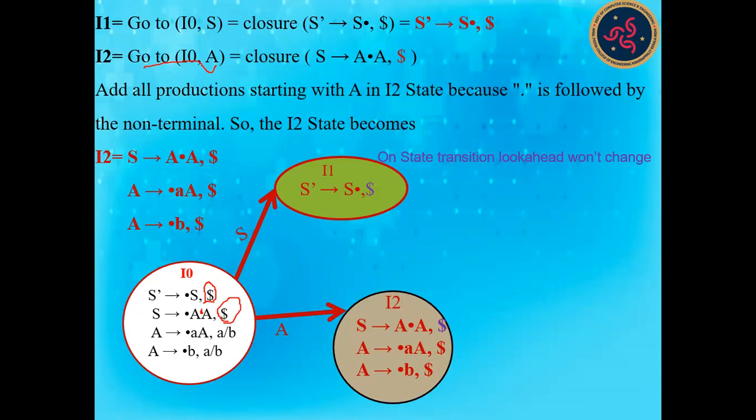production. Since this dot symbol is followed by a non-terminal capital A, I need to take all the A productions. So I'm again taking all the A productions, that is A gives dot A capital A and A gives dot B. Now I need to find the look ahead symbols for these two productions. Since this A is the last symbol of this production, I can directly take the look ahead symbol of this production for these two productions. Therefore the look ahead symbol of these two productions will be dollar.